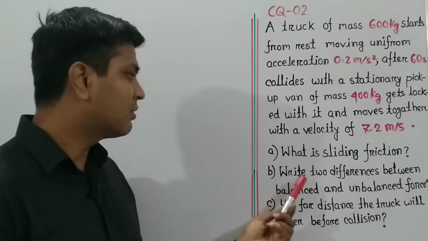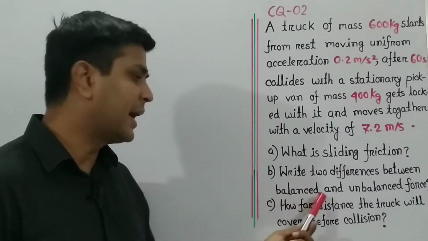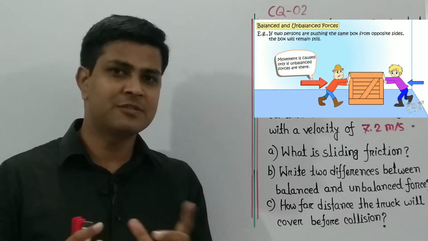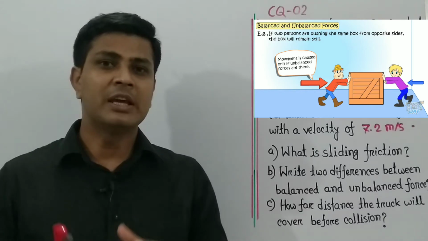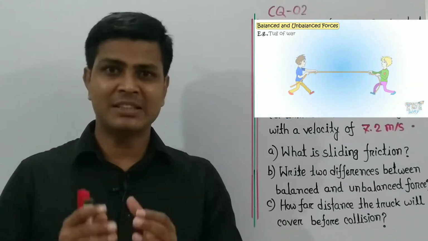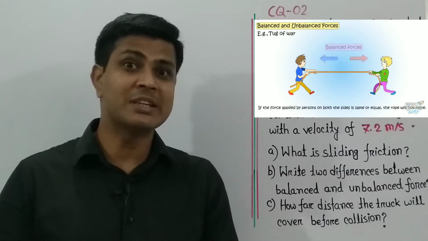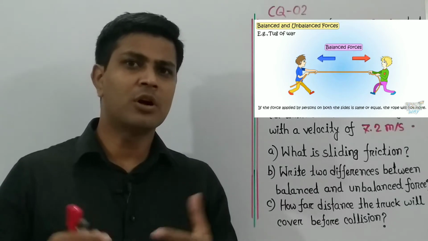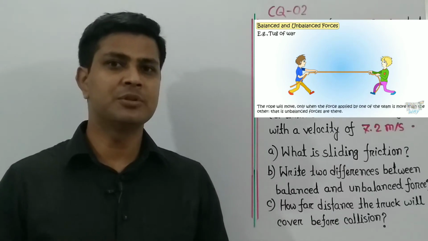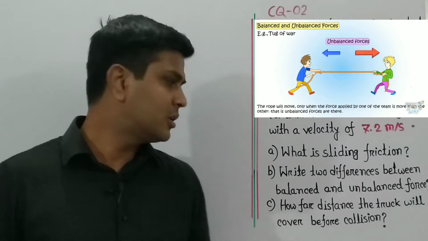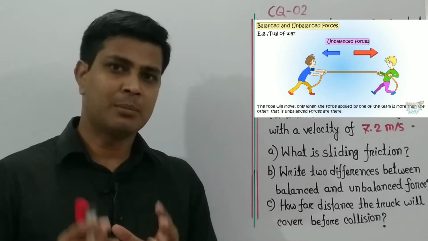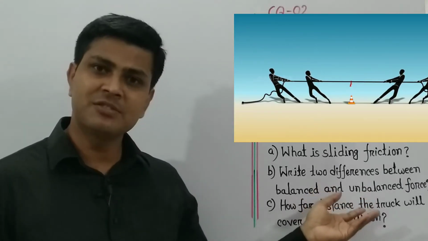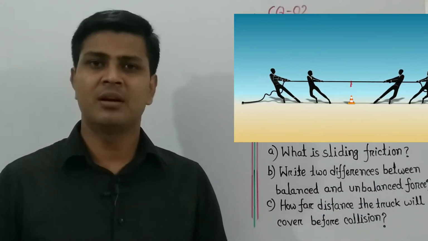Now question number B. The question is, write two differences between balanced and unbalanced force. The first difference is, if two or more forces act on a body and produce zero resultant force, that is called balanced force. And if two or more forces act on the body and produce a resultant force, that is called unbalanced force. Number 2, the balanced force has no acceleration, but an unbalanced force will create acceleration on the body.